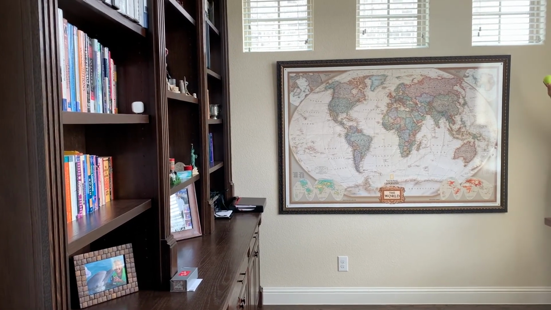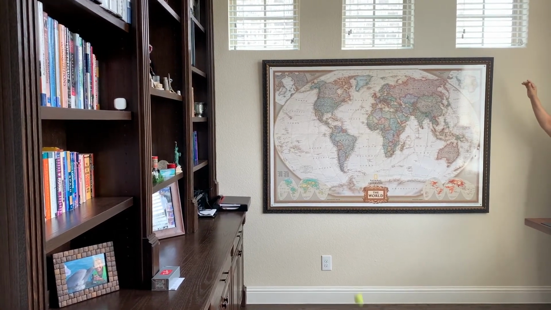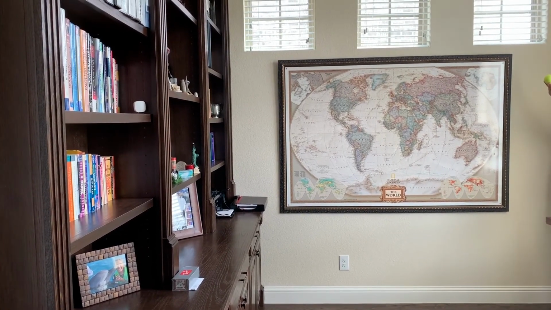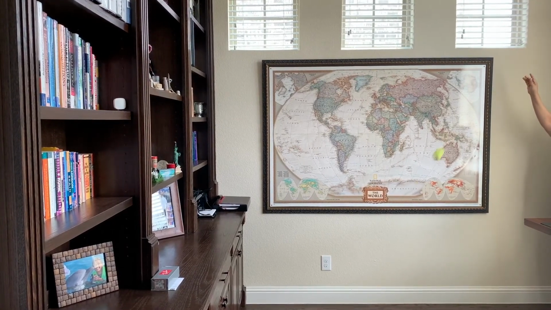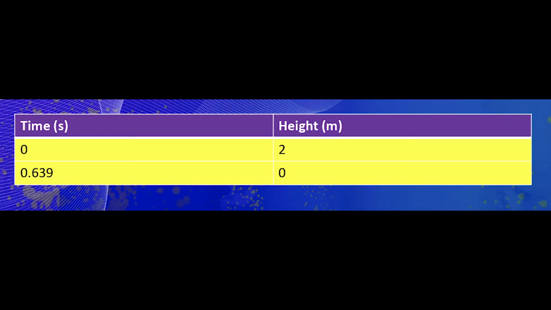Let's play the video again to get specific measurements. The ball is at 2 meters above the ground and it takes around 0.639 seconds to hit the ground. Let's see if we can make a table with these measurements. We can have one column for time in seconds and one column for height in meters. At 0 seconds, the ball is 2 meters above the ground. At 0.639 seconds, the ball hits the ground, so it is 0 meters above the ground.